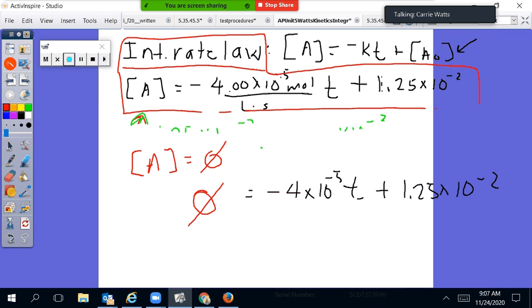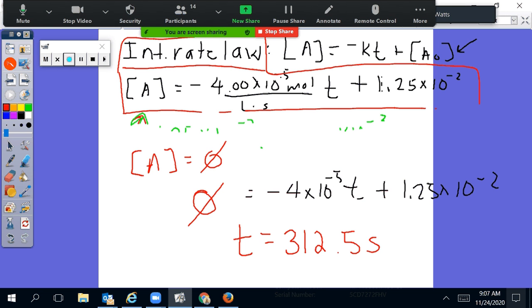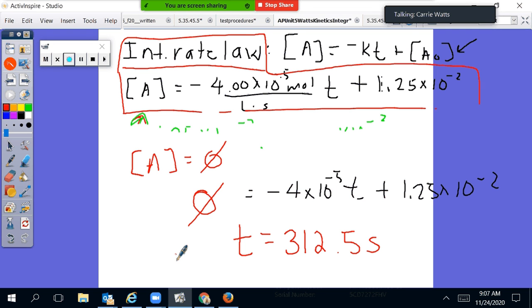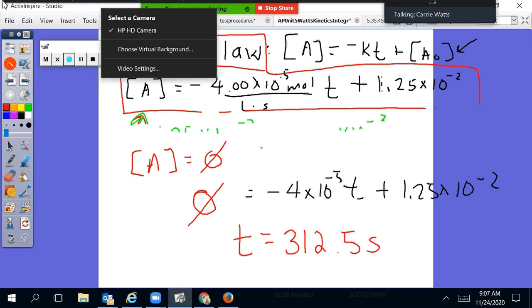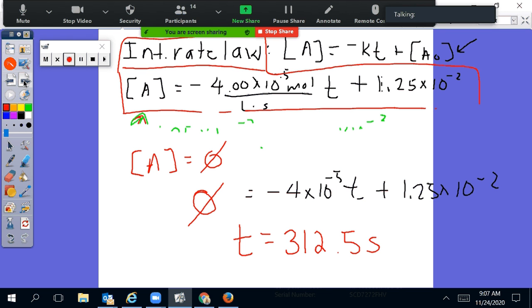When I get 312.5 seconds. So to figure out the times, they wanted to know when it was all gone. So A was 0, and then I just solved for T using the integrated rate law. When I want to figure out the half-life, I just took A and divided the initial concentration by 2 to figure out the half-life.